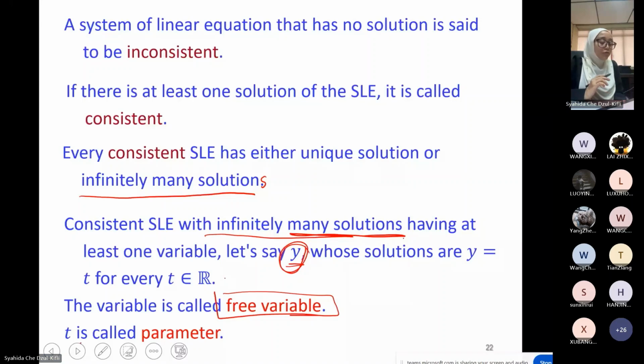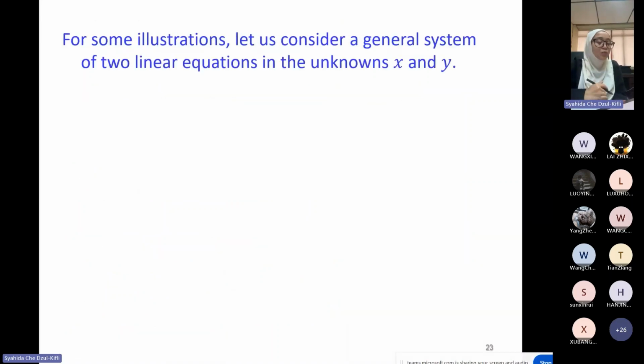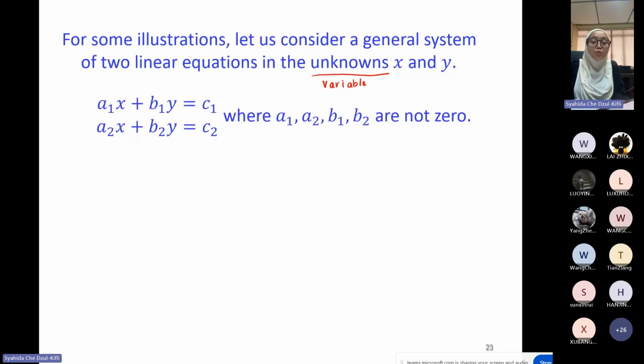For some illustrations, to see the picture of systems of linear equations geometrically, let us consider a general system of two linear equations in variables x and y. Unknowns are variables. A system of linear equations which consists of two linear equations, first linear equation and second linear equation, where these two linear equations have two variables, x and y.